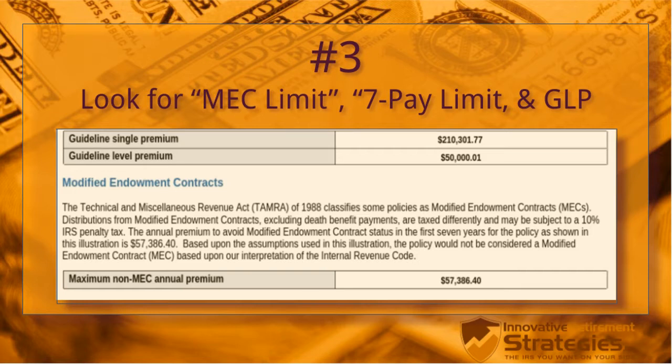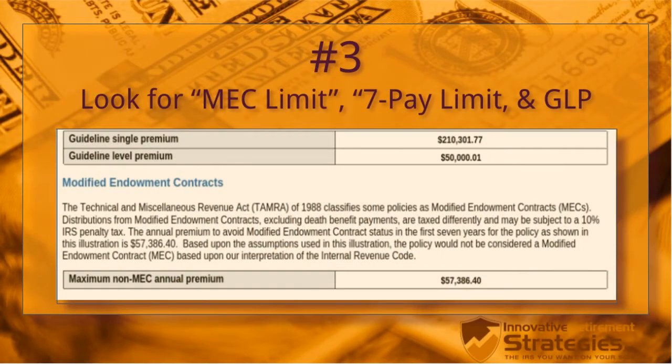And in a universal life, there's what's called the guideline level premium, GLP. So the guideline level premium is the upper limit on the definition of life insurance. So given a set death benefit, like let's just say $1 million, it shows the maximum level premium that you can put into a policy before it violates the definition of life insurance.